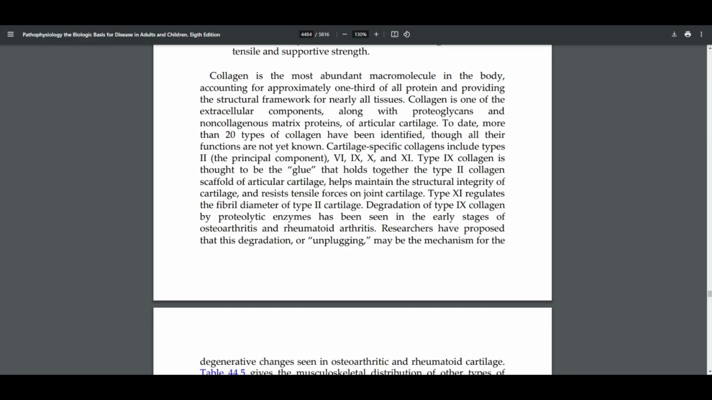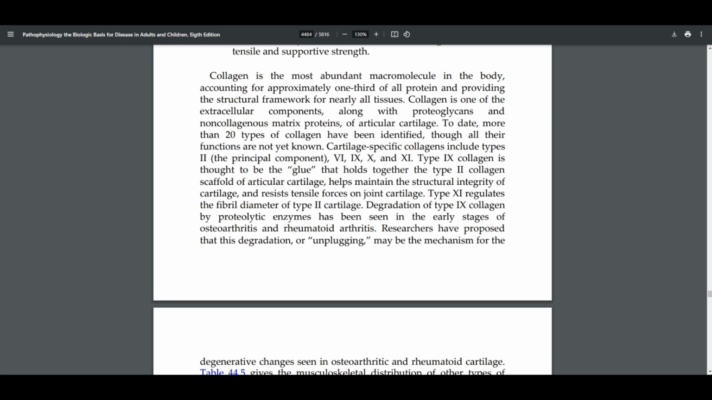So, collagen is the most abundant macromolecule in the body, accounting for approximately 1/3 of all protein and providing the structural framework for nearly all tissues. Collagen is one of the extracellular components, along with proteoglycans and non-collagenous matrix proteins of articular cartilage. To date, more than 20 types of collagen have been identified, though all their functions are not yet known. Cartilage-specific collagens include types 2, 6, 9, 10, and 11.